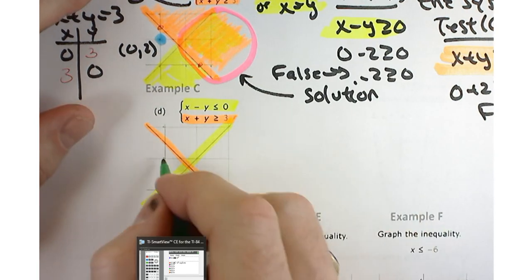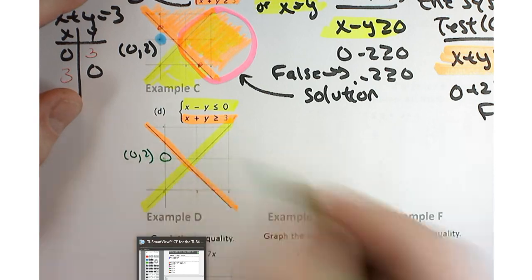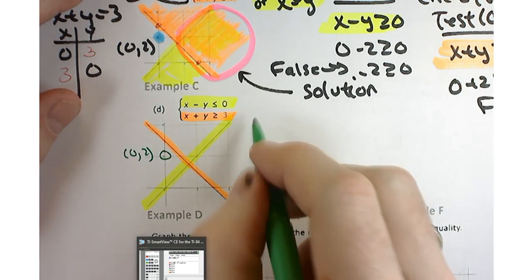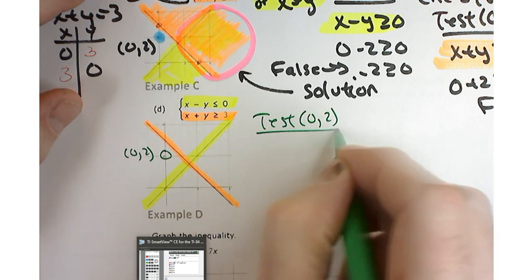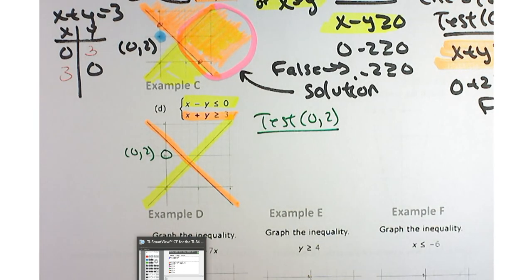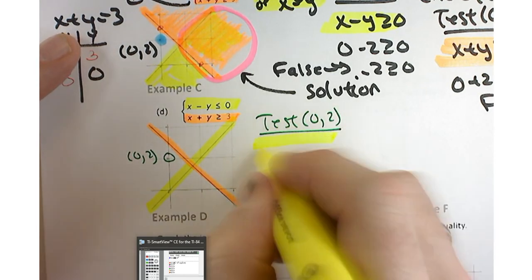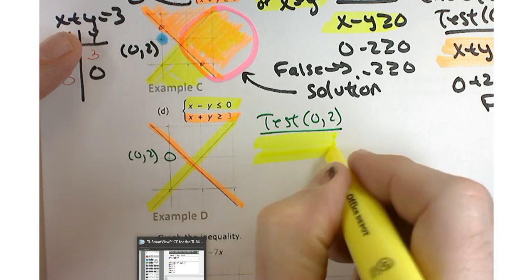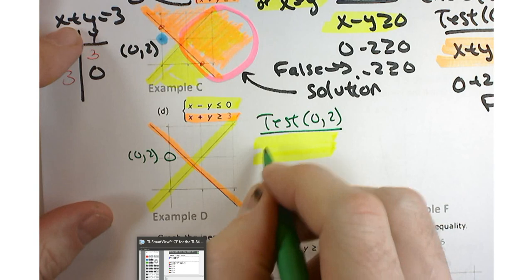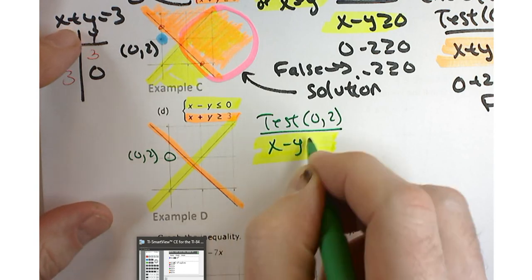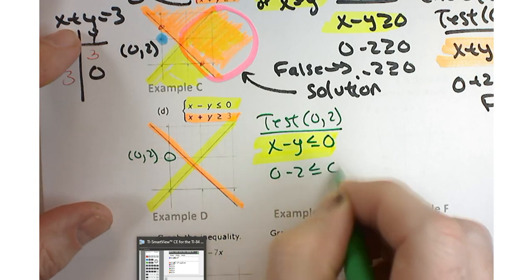So I can stick with the same test point, 0 and 2. And let's test 0, 2 in the first inequality. And that one should test out the same. Actually, it should test out a little different because we changed the inequality. It's x minus y is less than or equal to 0. So 0 minus 2 is less than or equal to 0.